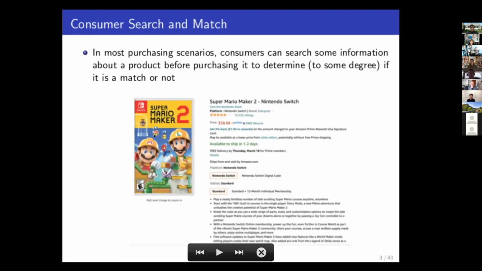Okay, so I'm going to talk about consumer search. Everybody here knows about it. So in most purchasing scenarios, consumers can search some information about a product before purchasing it to determine, at least to some degree, if it's a match or not.